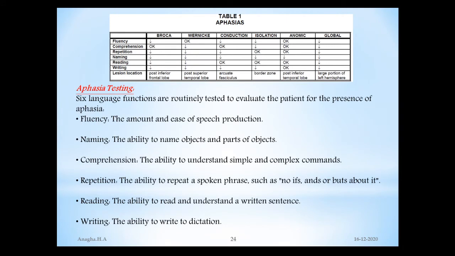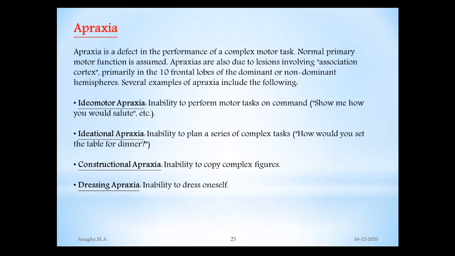Then aphasia testing. How would you test aphasia? Through a single language, in which we have to test the fluency, naming, comprehension, repetition, reading and writing skills. With these 6 skills, we can recognize how much has gone wrong in relation to aphasia. Then apraxia. Apraxia is a defect in performance of a complex motor task.